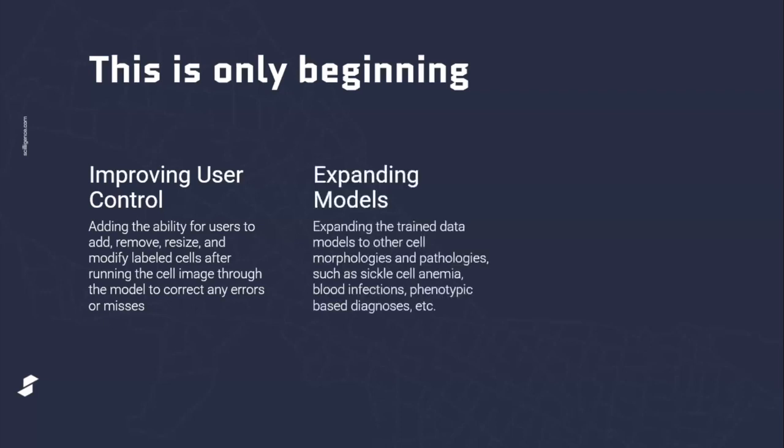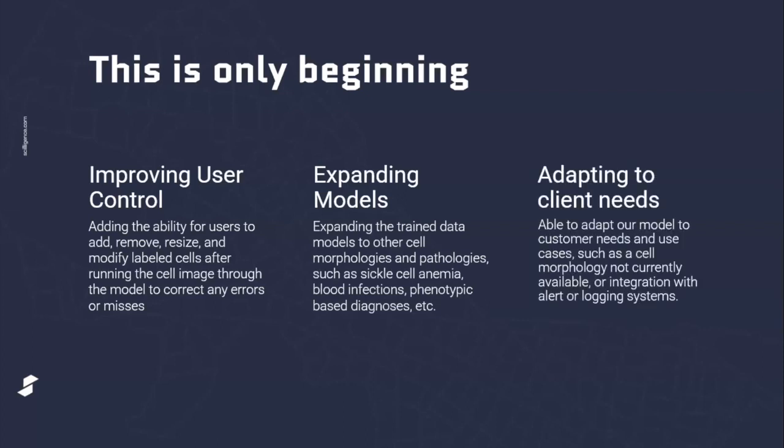We're also going to be expanding the models. We already have a few types of anemia in the pipeline. We have sickle cell anemia, an iron-based deficiency anemia, I think a malaria one as well. So a bunch of different types of phenotypic based diagnoses we're going to be expanding this to. And we can adapt this to client needs and requests. We're happy to work with you and figure out how we can apply this to your use cases.